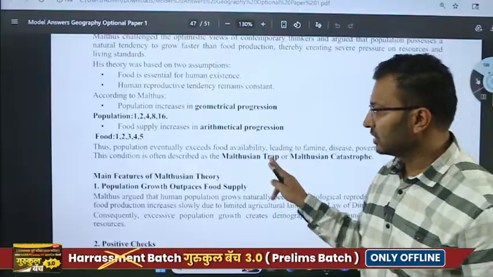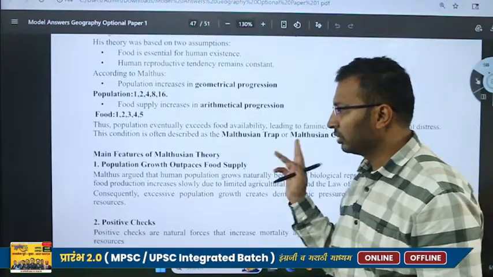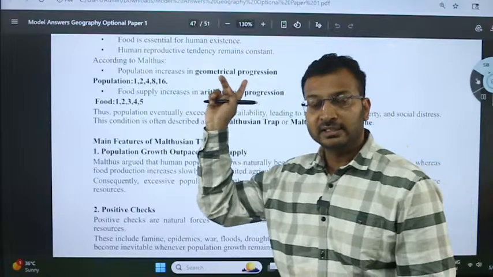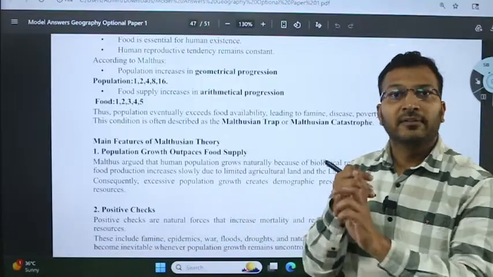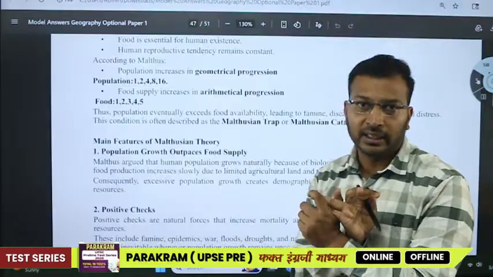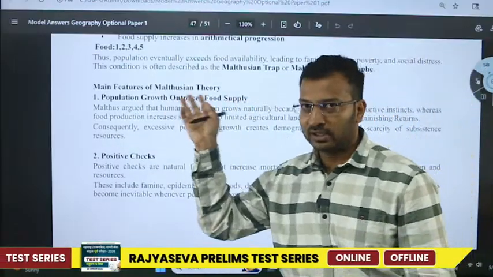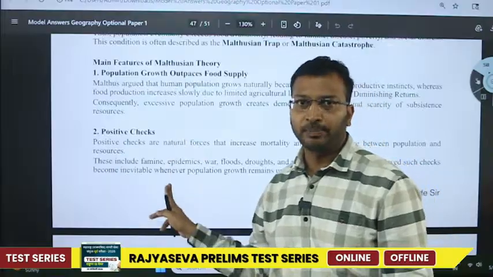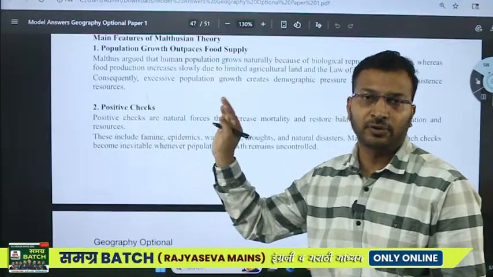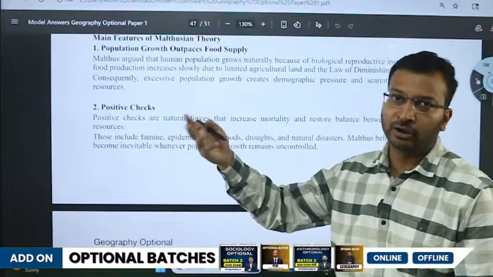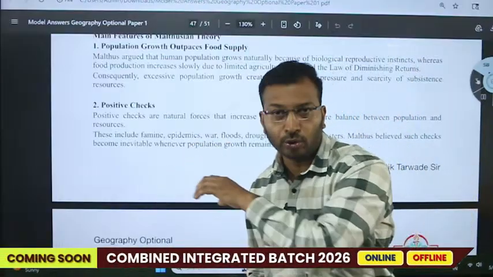So this was the basic concept of Malthus, and he talked about the Malthusian trap or the Malthusian catastrophe, where the population increases abruptly whereas the available resources are less. As a result, famine increases, poverty increases, and that affects the population. The main features were that population growth always outpaces the food supply. He talked about some positive checks in nature, because he said there is a natural human tendency for reproduction. Biologically we are going to reproduce and increase the population, but naturally there will be some positive checks that will be controlling the growth of the population.